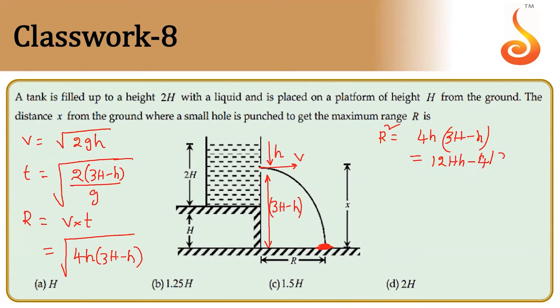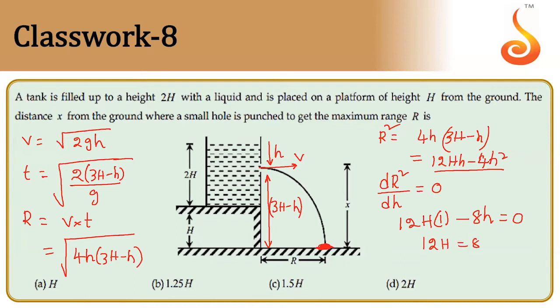Now children, where R is maximum, there R square is also maximum. So we have to take the first derivative of this R square with respect to H, and equate it to 0 to find maxima or minima. The first derivative is 12h into 1 minus 8H equal to 0. So 12h is equal to 8H, so H is equal to 3h by 2. If you want a shortcut formula, this is the shortcut formula.